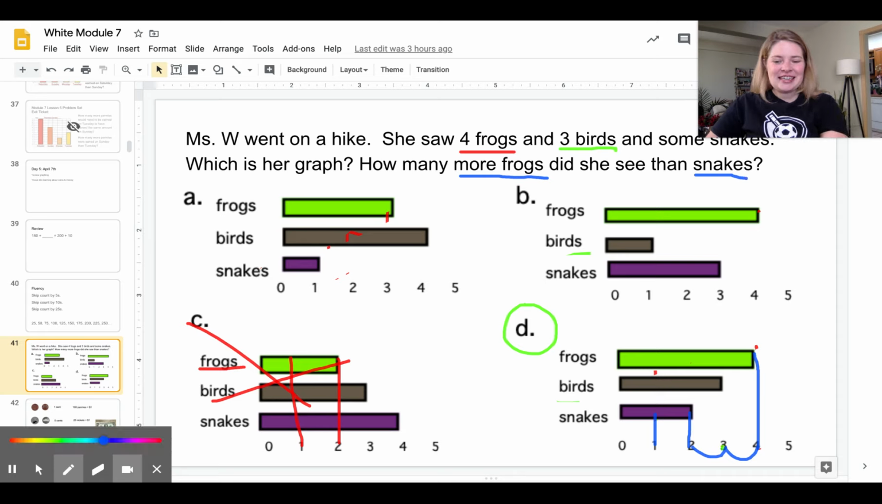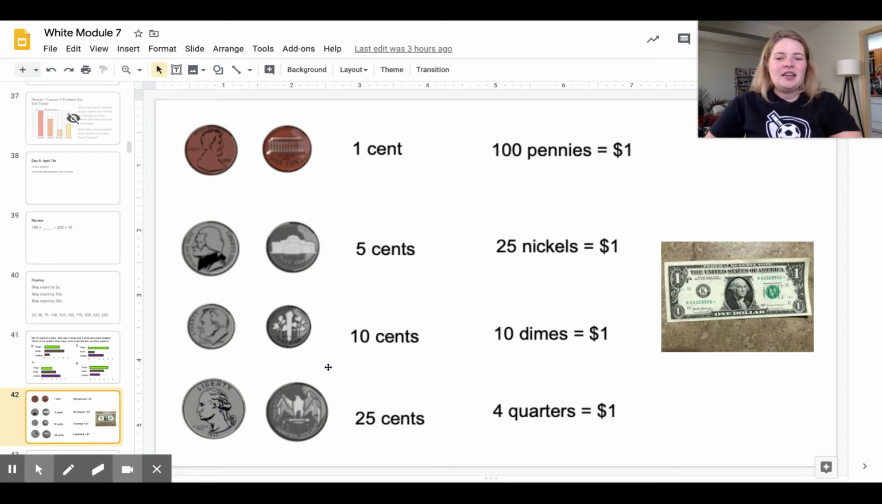Let's get into today's learning. This is tricky, and I want you to try your very hardest. Remember that we are reviewing money. A penny equals 1 cent. So 100 pennies equals $1. A nickel equals 5 cents. So 25 nickels equals $1.